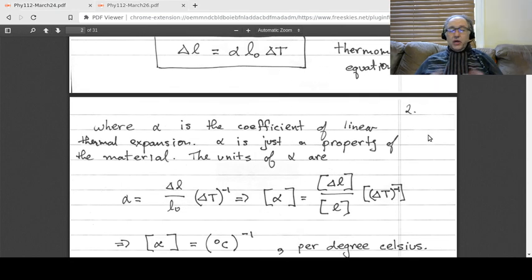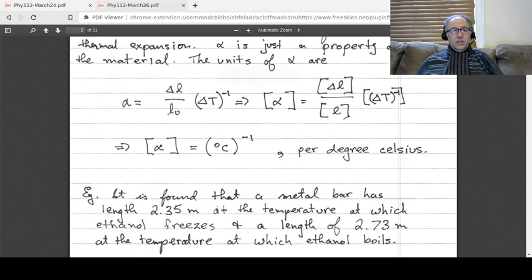The next thing is, what are the units of alpha? Well, the units of delta L and L naught are obviously meters, and the units of delta T are degrees Celsius or degrees Kelvin. We'll work with both, or it could even be degrees Fahrenheit, but we won't work with Fahrenheit in this course. If you work out what the units of alpha are, it just turns out to be per degree Celsius. What do you mean per degree Celsius? Well, it's like that delta L over L naught. You can see it right here. That is basically just a ratio, like how much did it expand per unit length.